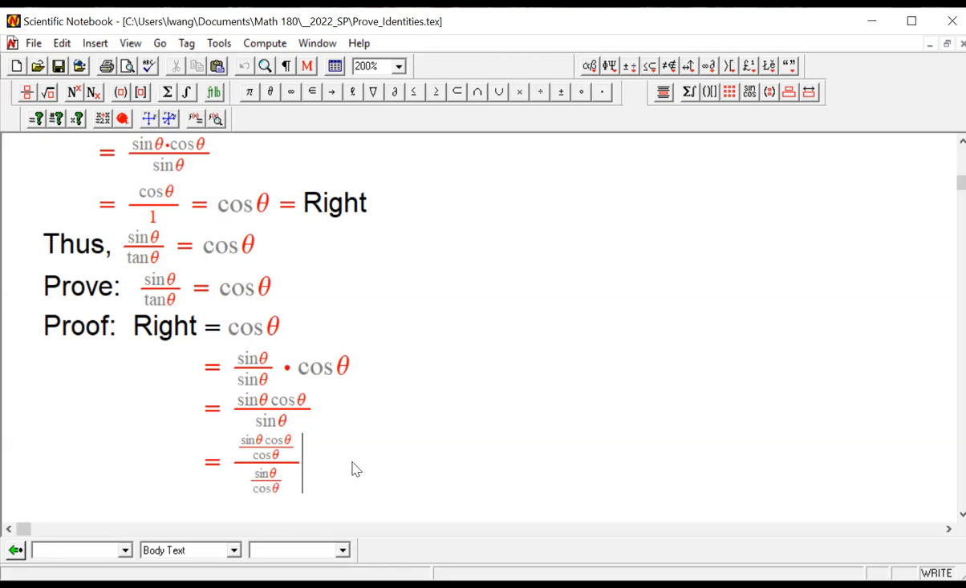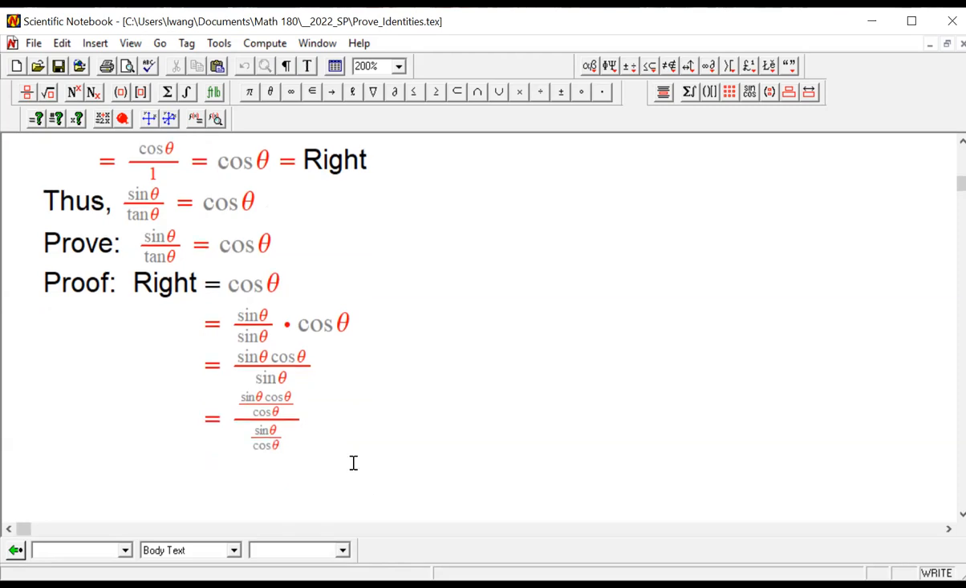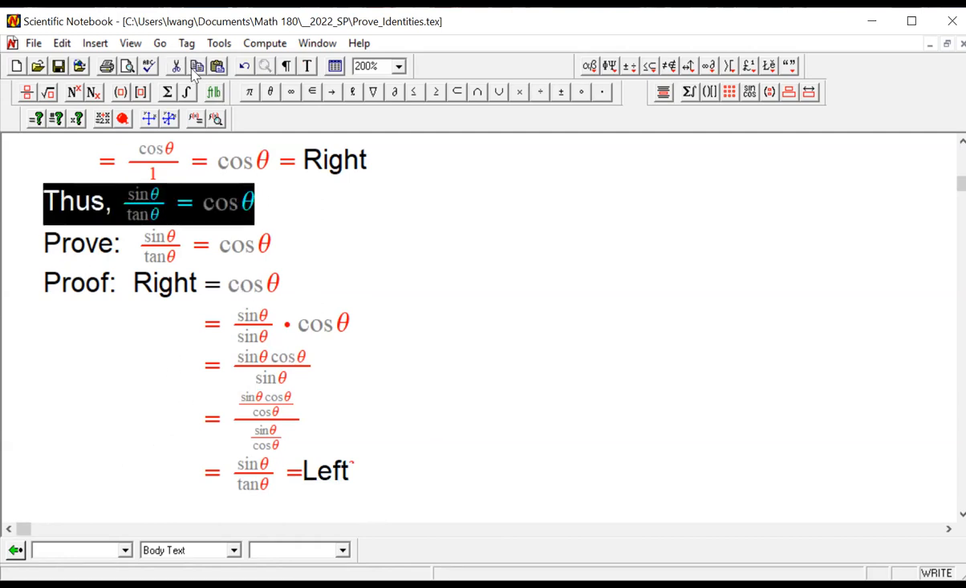So in this example, you can see we start from the right, and then what do we get next? In the denominator, I already get my tangent theta. And what's on the top? The top is cosine theta and cosine theta. These are reduced, so I have sine theta. So this is how we start from the right and end up on the left. Then we can say, thus, this is true.